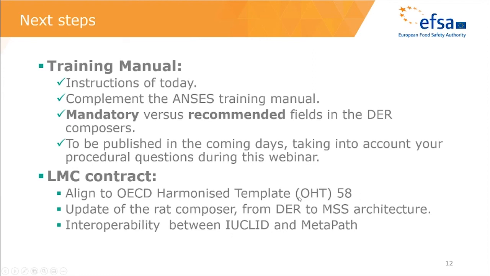On this work for updating on a short-term basis, we will try to align as much as possible to the OECD harmonized template OECD 58. And for this, we also have the help of BfR, which is looking at the differences between the OECD 58 and the DERT composer. So we will have this on board for the update of the software. And on a long-term basis, we would like to explore with ECHA, and of course this is not only related to the DERT composer, it's also related to the MS composer, the interoperability between IUCLID and MetaPath, because we want to have this alignment, but this will be on a long-term basis. So this is the end of my presentation.